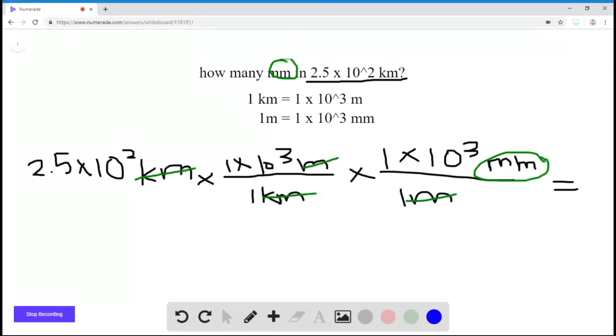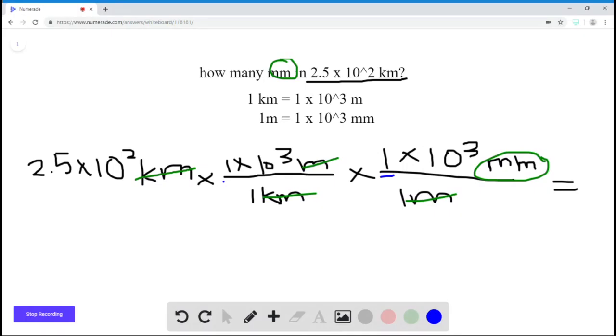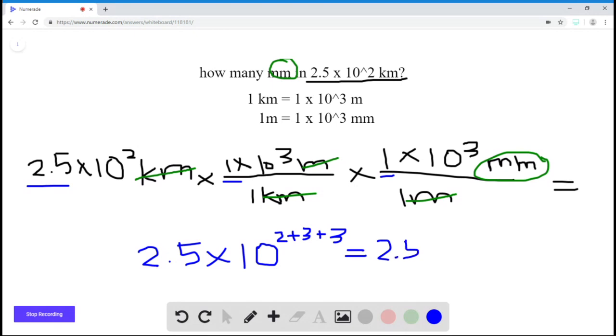So the first thing you want to do is multiply all of your coefficients. So you have 1, 1, and 2.5. You want to multiply those together. So 2.5 times 1 is equal to 2.5. And for our exponents, because we're multiplying everything together, you just add them. So you have 2 plus 3 plus 3. And so 2 plus 3 plus 3 is 8, so the answer is equal to 2.5 times 10 to the power of 8 millimeters.